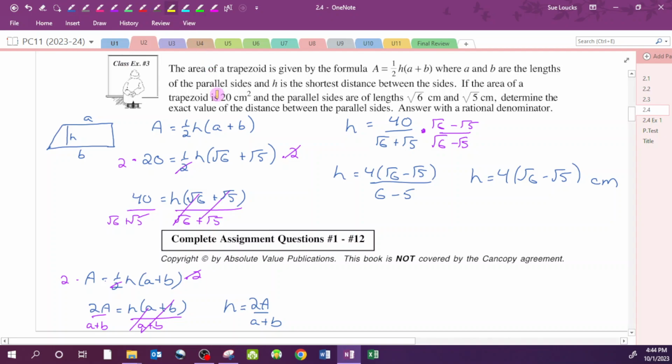Remember, when they ask for the exact value, they're looking for it in radical form, not done on the calculator to get an approximate number. Now, you totally can do that to check your answer, and you are totally encouraged to do that. You should be checking every answer you possibly can.